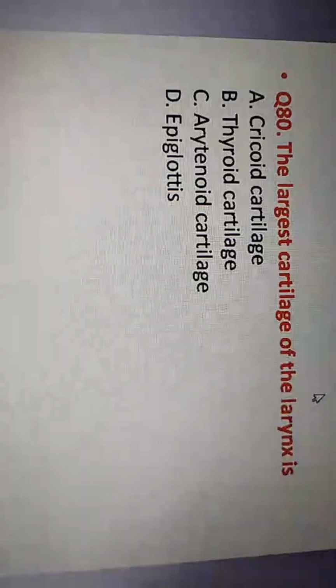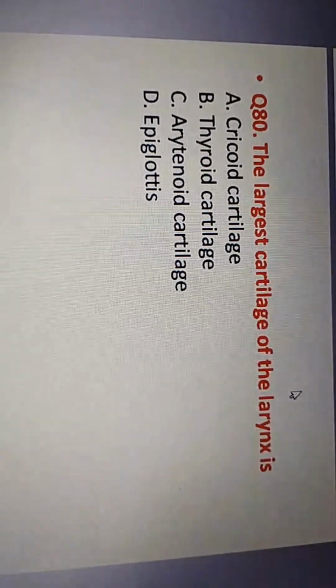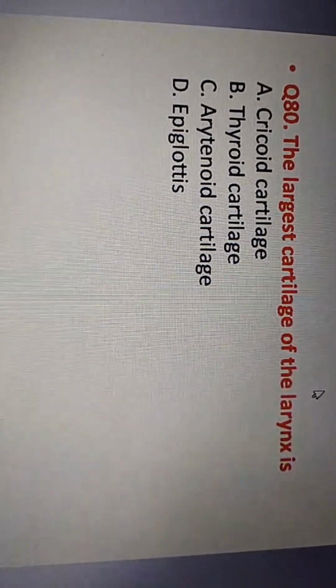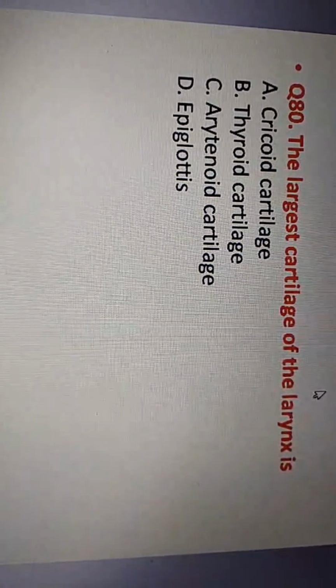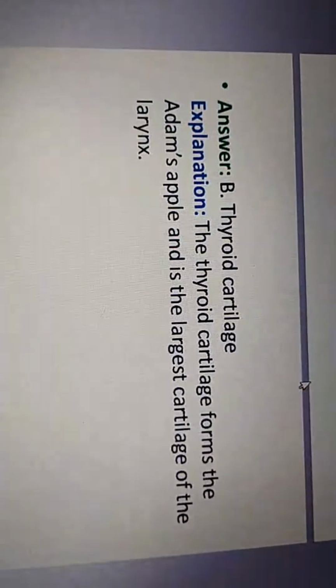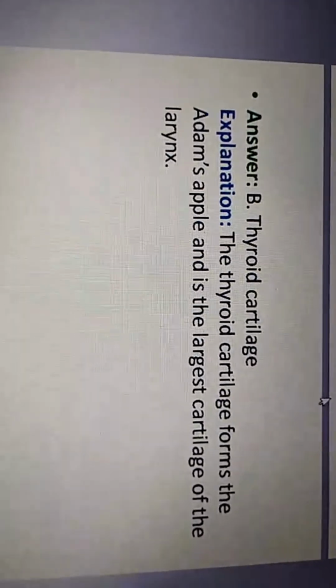The largest cartilage of the larynx is? Option A, cricoid cartilage; option B, thyroid cartilage; option C, arytenoid cartilage; option D, epiglottis. The correct answer is option B, thyroid cartilage. The thyroid cartilage forms the Adam's apple and is the largest cartilage of the larynx.